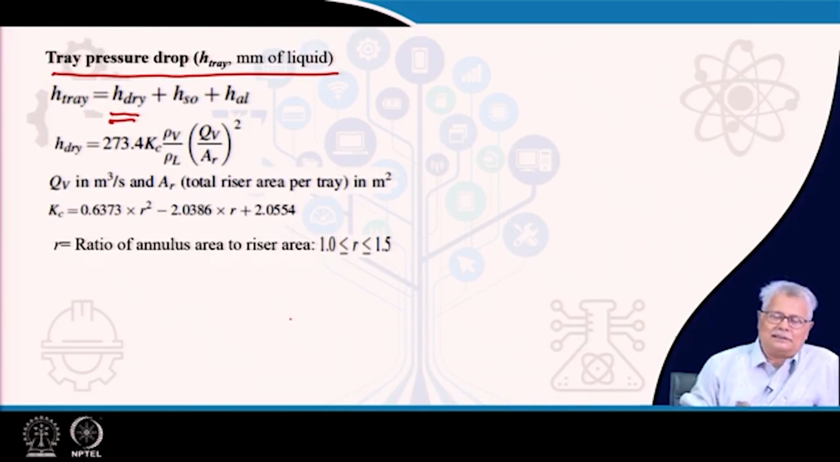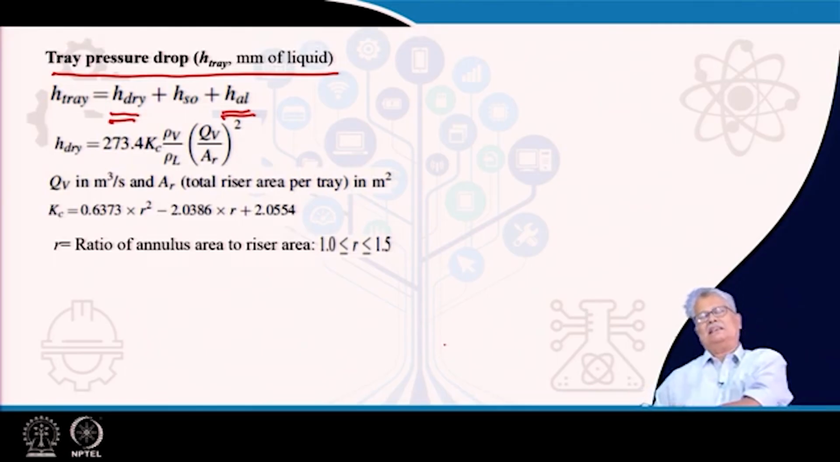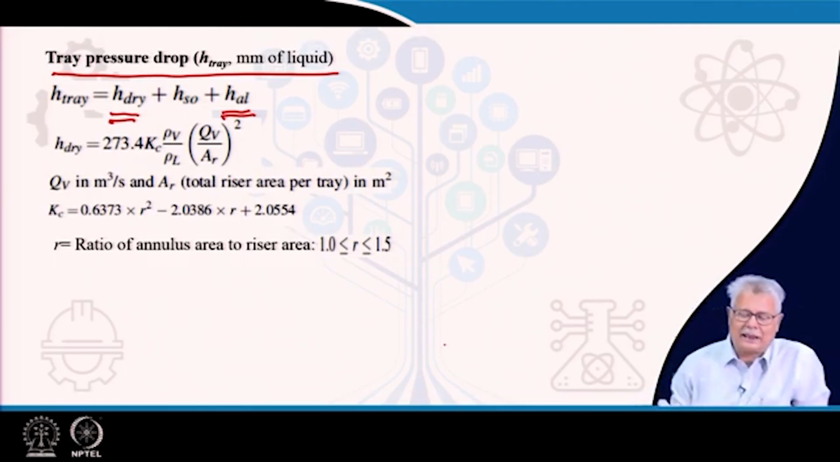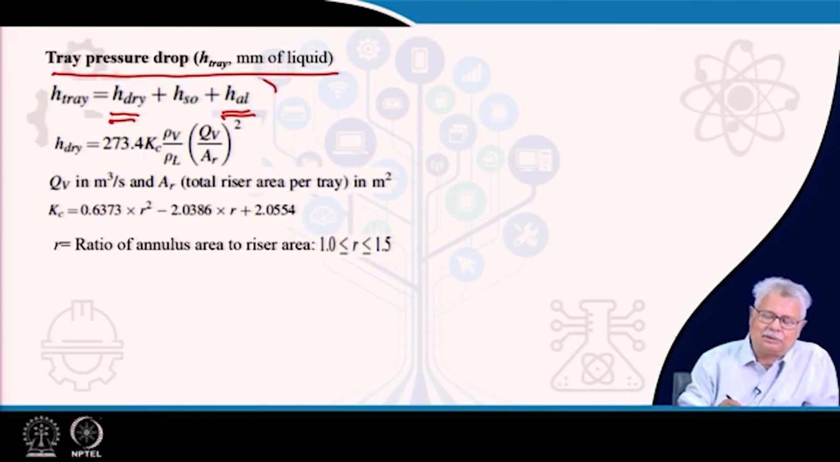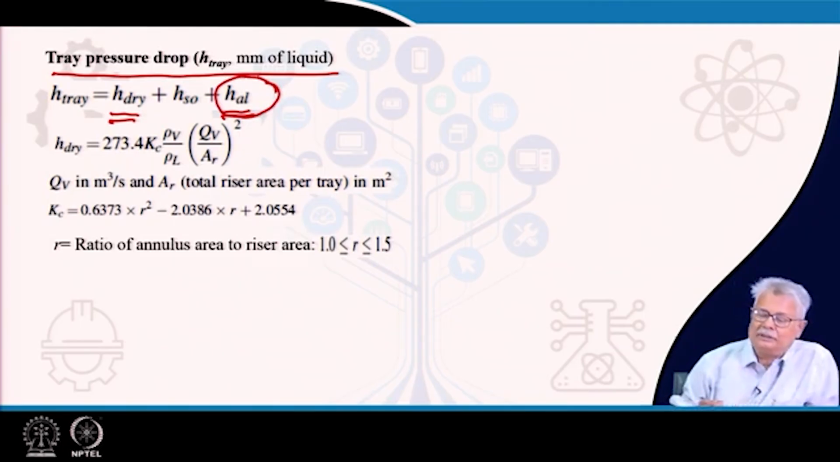So, it is said that it is a sum total of 3 components, the dry tray pressure drop, which we will estimate somehow using certain other things. Then what do we add? We add the pressure drop in my aerated liquid. My bubble cap is surrounded by liquid. In fact, it is aerated liquid. So, what I have to add here is basically the pressure drop due to the aerated liquid, which is present on the tray itself. Now, what else is left?